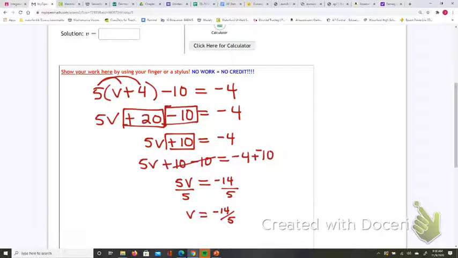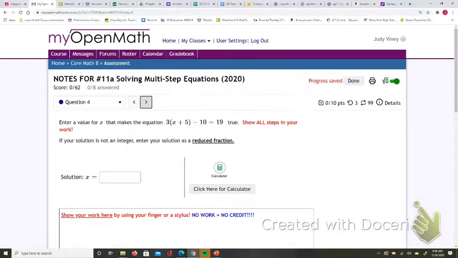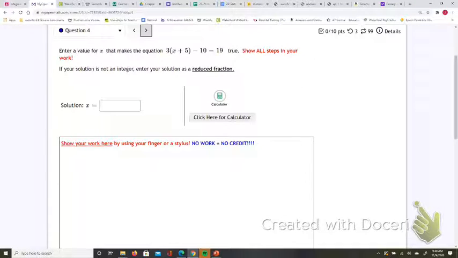So we come up here to where our answer goes, we type in negative 14 over 5, we submit, and we move on to the next problem. Don't forget that you have to show all of your work. So now we move on to number 4. So remember that the first step is to write down the problem.